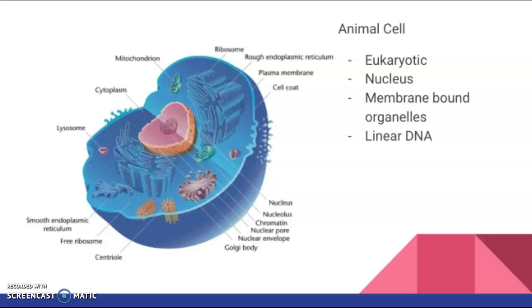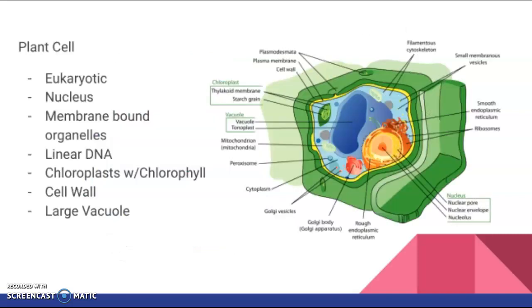The next type of cell is a plant cell. Plant cells are much like animal cells, but they do have a few differences. A plant cell is eukaryotic. Remember, you and I have a nucleus. So it does have a nucleus. It does have membrane-bound organelles, just like the animal cell. It does have linear DNA. But plant cells are a little bit different.